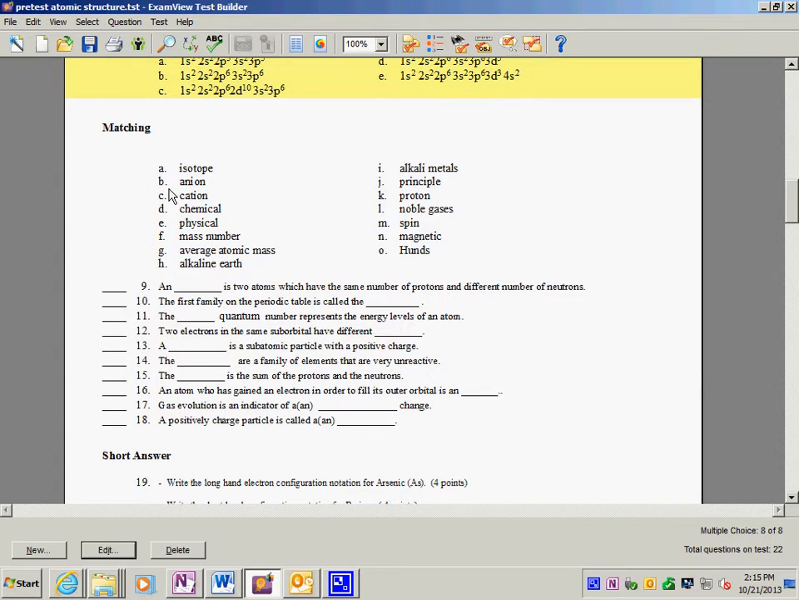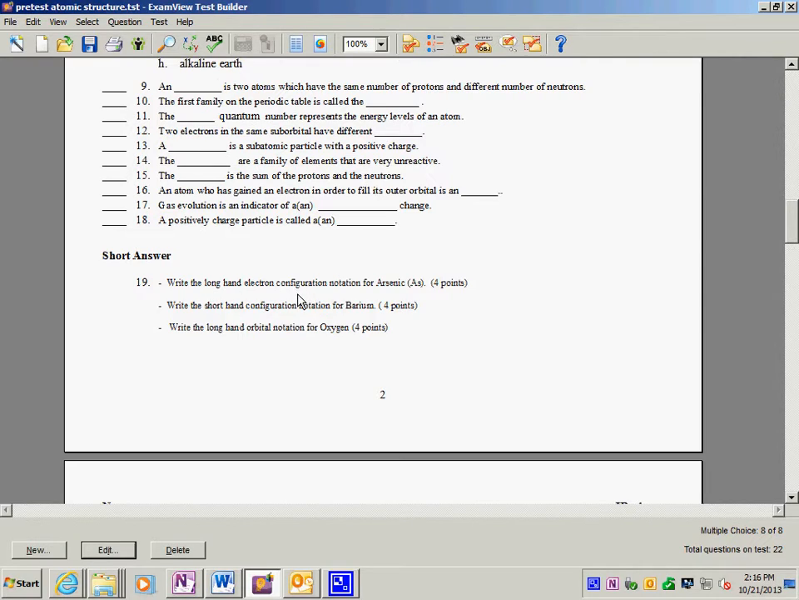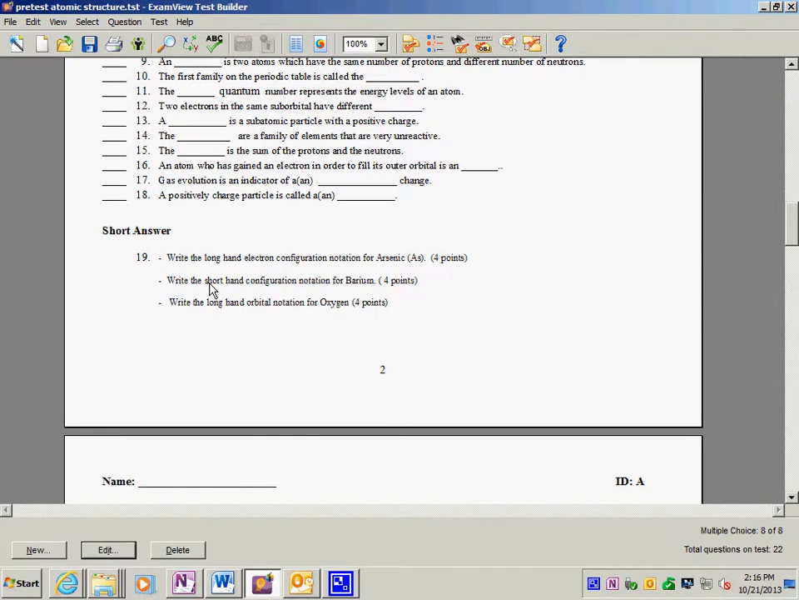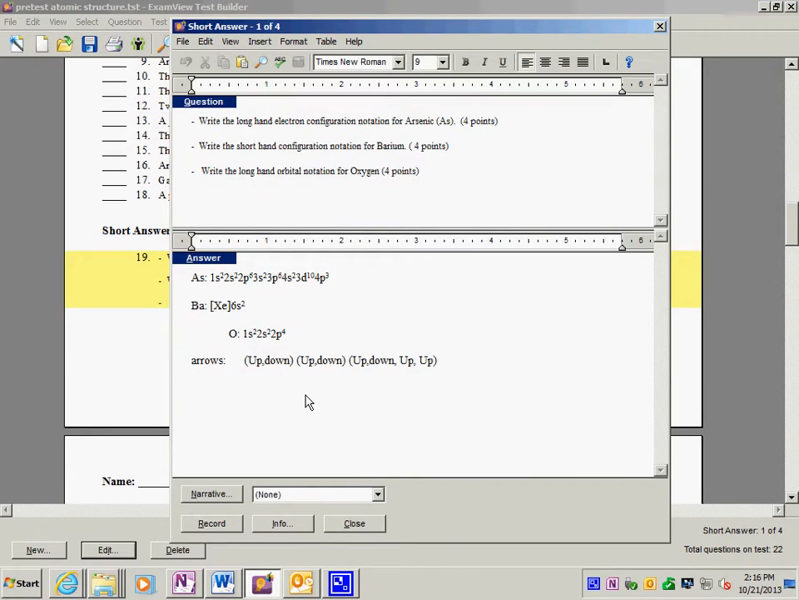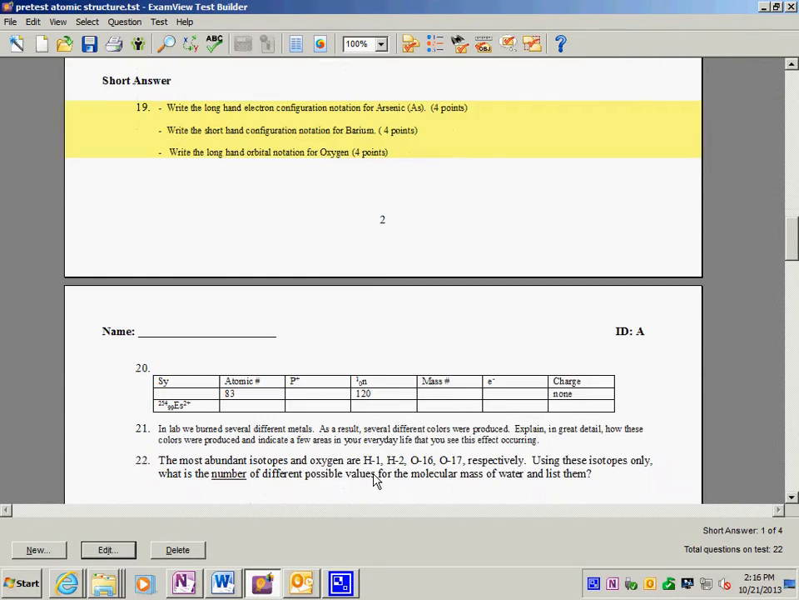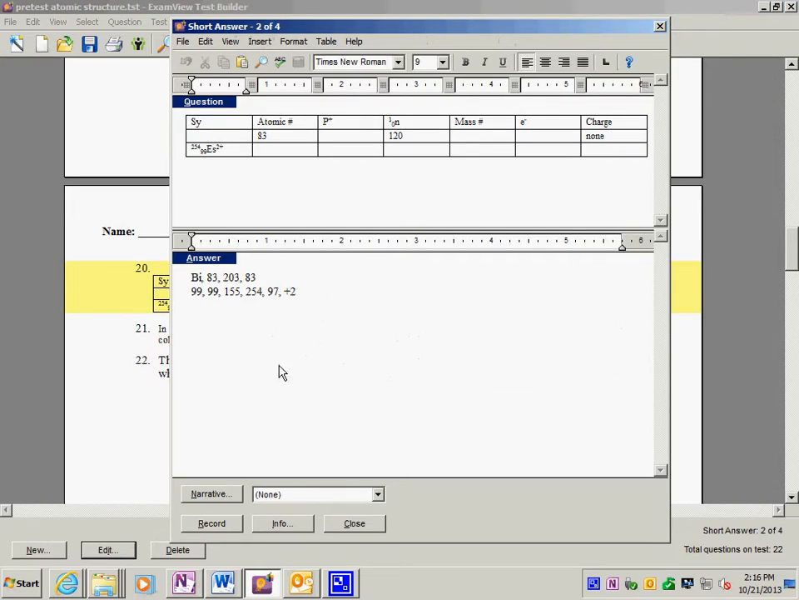It's just a standard matching of some different terms. Electron configuration for arsenic, longhand, short configurations. There they are. And I listed the up-down arrows. Okay, you can pause the video if you want. And getting lower here, I have the answers right here for these guys. I'm thinking you could do okay with this.